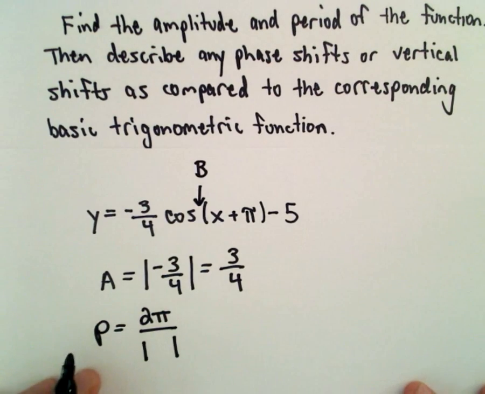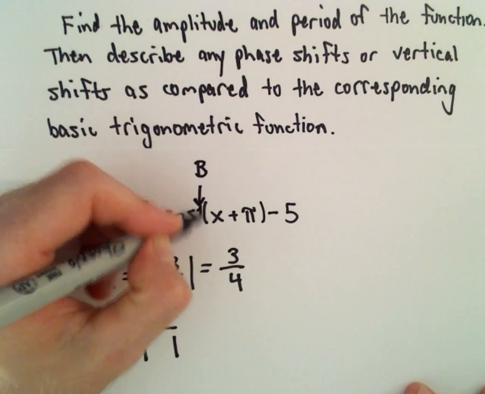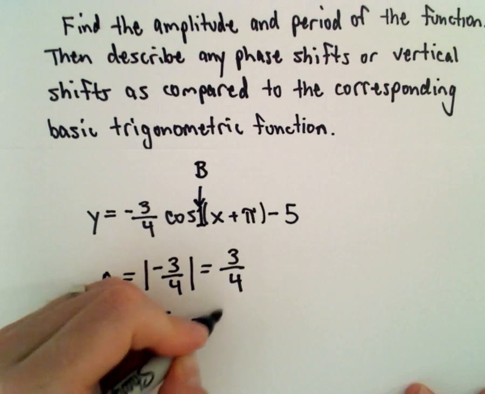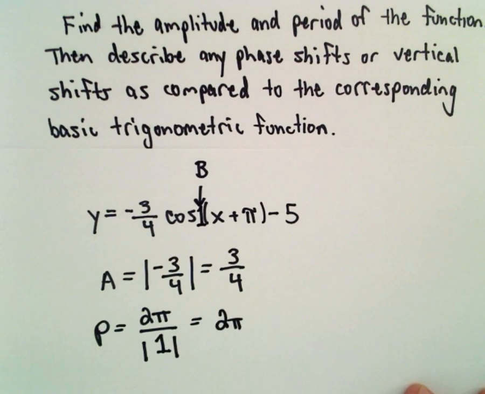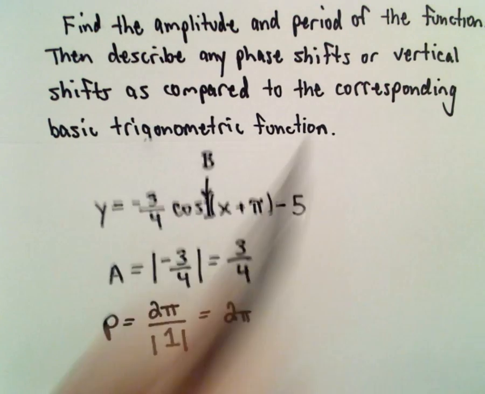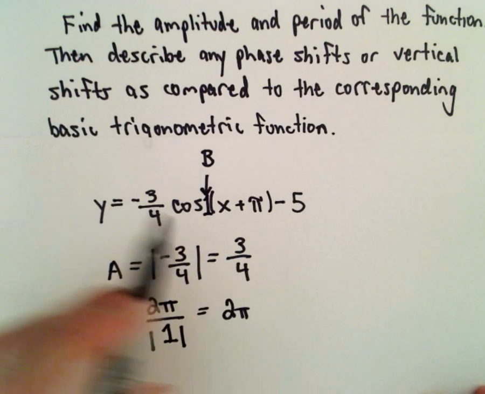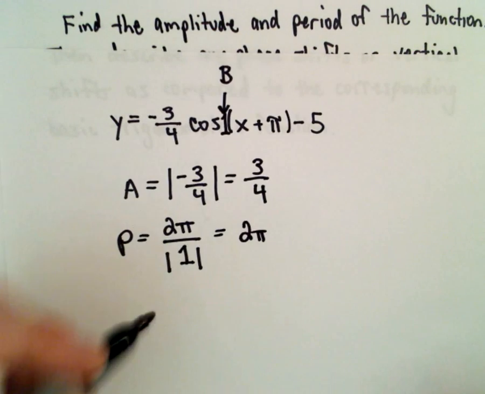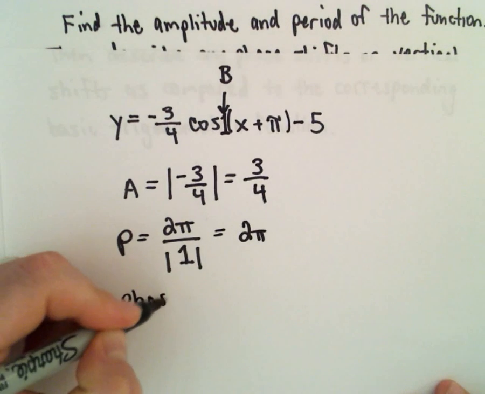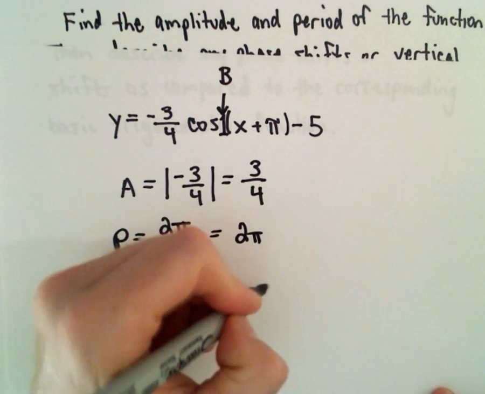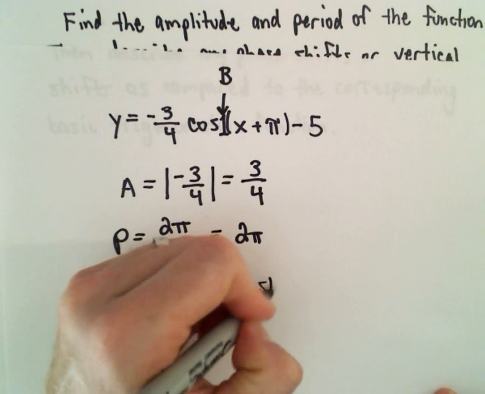Again, the b value is what's in front of the parentheses. You can imagine there's an invisible 1 there. So the period is still going to equal 2 pi. So if we think about the phase shift or the vertical shift when compared to cosine, what's going to happen? Well, the phase shift, or the horizontal shift, it's basically going to be shifted to the left.